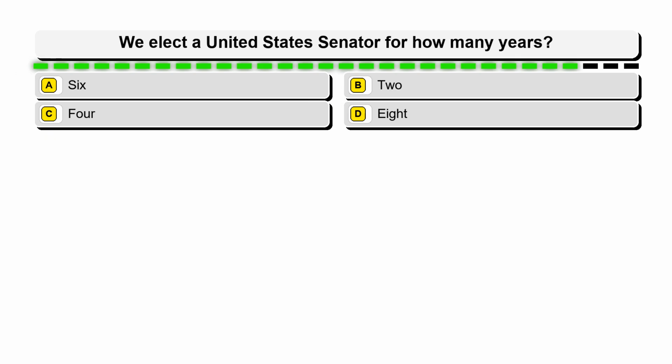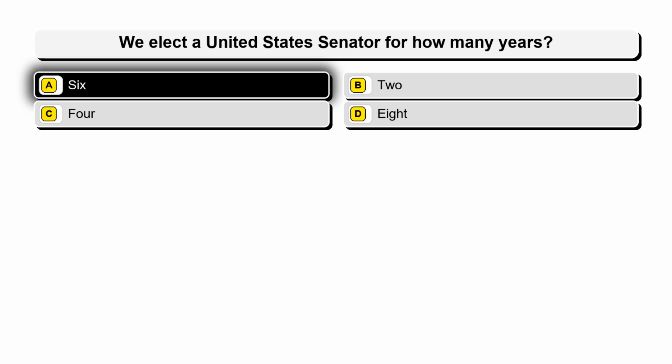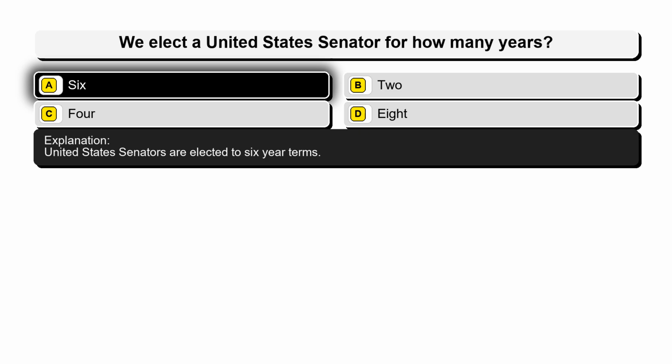Question 77. We elect a United States senator for how many years? Option A, 6. Option B, 2. Option C, 4. Option D, 8. The correct answer is option A, 6. United States senators are elected to 6-year terms.